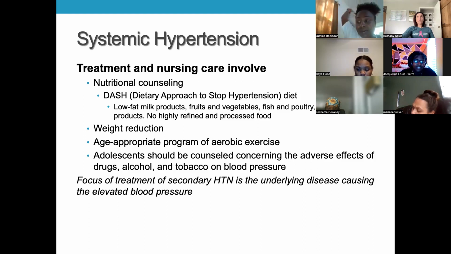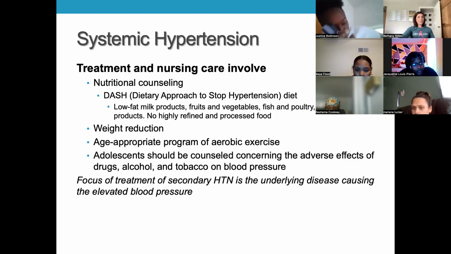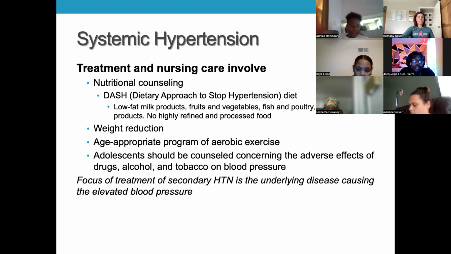We're going to encourage them to have a healthy weight, so they might need to lose some weight, increase our aerobic exercises, and then be counseled on the adverse effects of drugs, alcohol, and tobacco on our blood pressure. If we have secondary hypertension, the underlying disease is going to be what we're going to treat to relieve that elevated blood pressure.